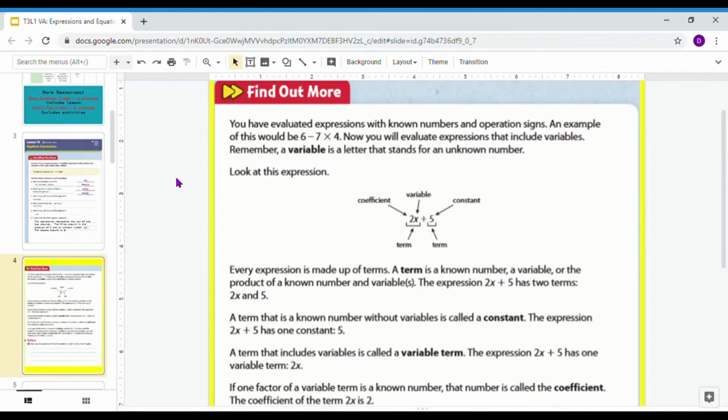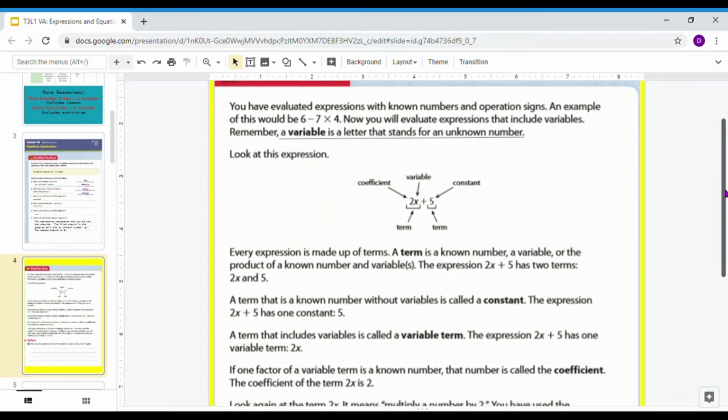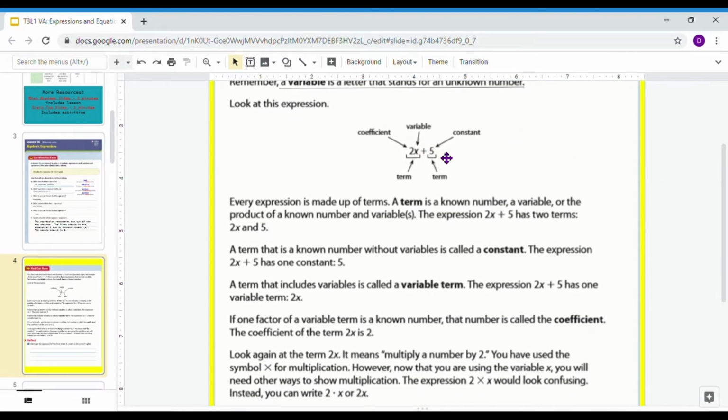And a variable is a letter that stands for an unknown number. Very important. I'm going to underline all of these important definitions. And then we're going to look at this expression, which we actually just dug deep into, this 2x plus 5. And as we start to define the words, I'm going to go back and refer to what we came up with here and how our vocab can relate to our diagram.